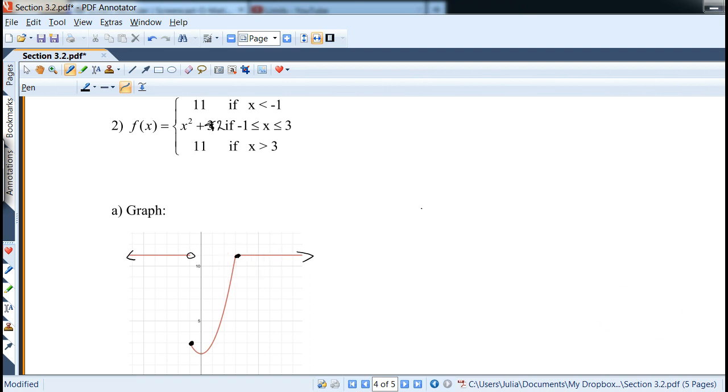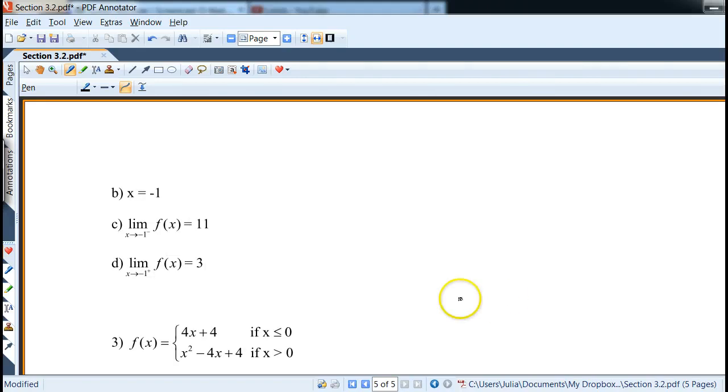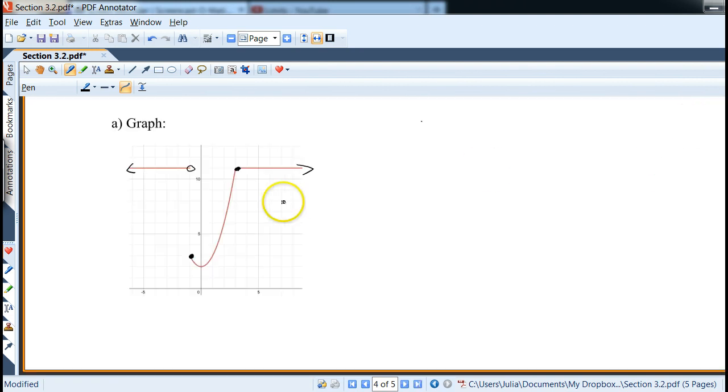Okay. So again, the only point of discontinuity was x equals -1. The right side was 11. The left-hand side was 3. So again, you can either tell it from the graph, looks like 3, or you can plug it in into x squared plus 2, which would be 3. Okay.